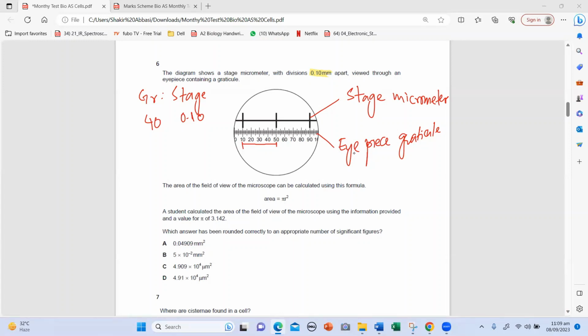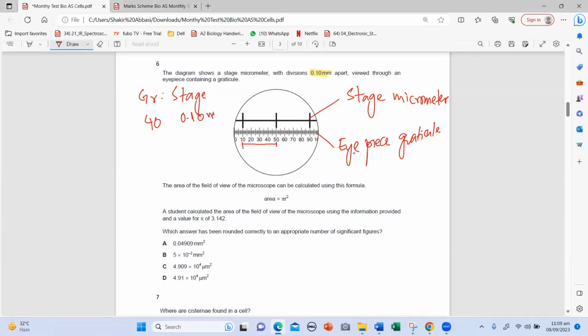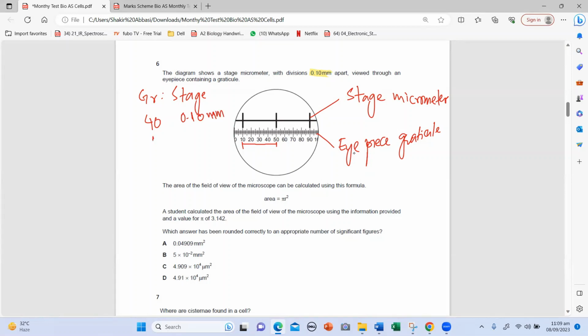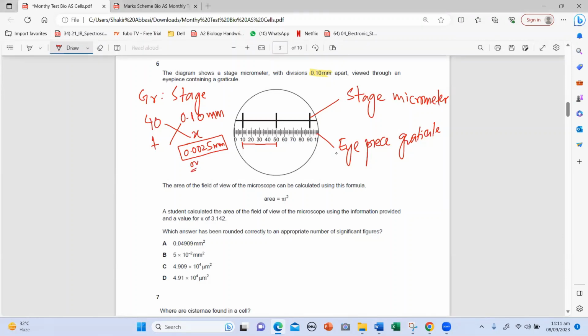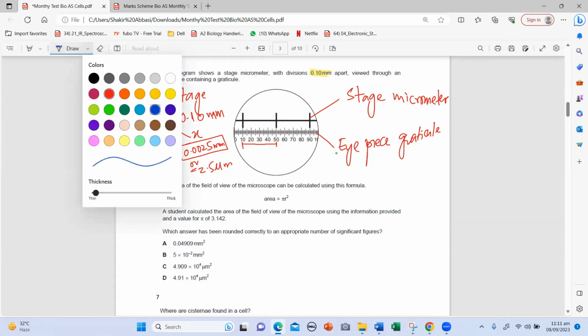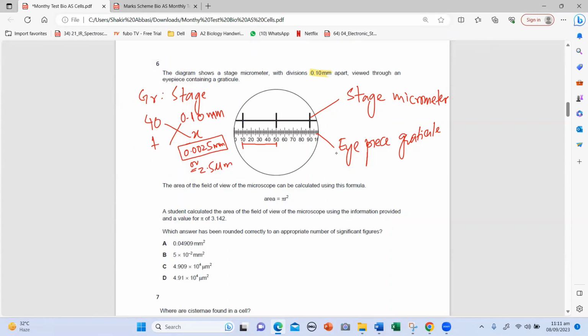So 40 graticule equals 0.10 millimeter. Then 1 graticule should be equal to x. So we'll find out how much. It's 0.1 by 40. So dear students, this comes to 0.0025 millimeter, or you can call it 2.5 micrometer when you multiply millimeter with 1000. So we could understand 1 graticule is how much.